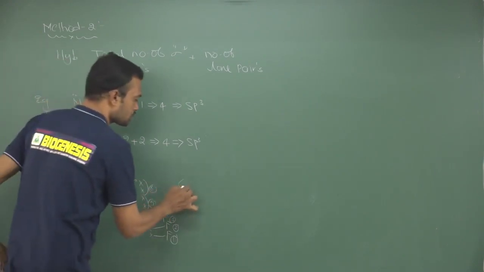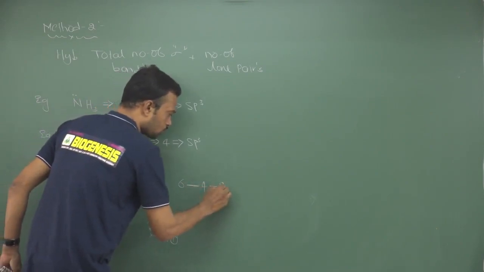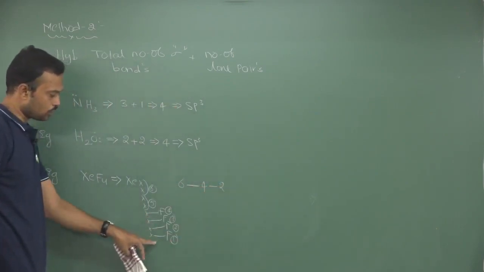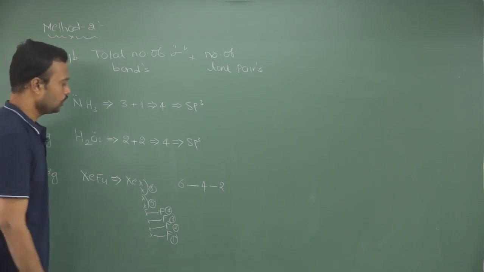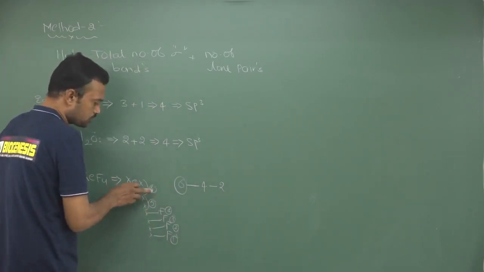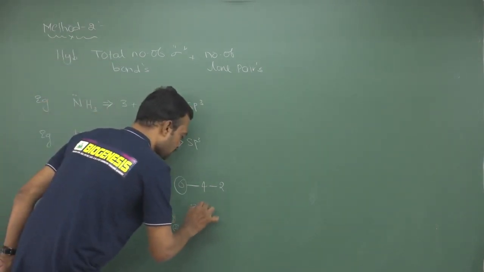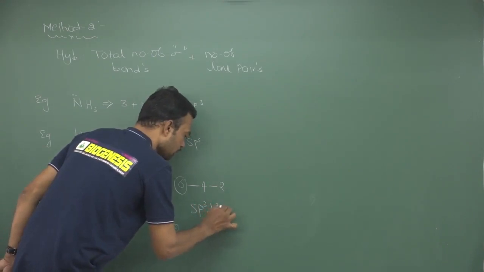Total number of pairs is 6. In this, 4 are bond pairs and the remaining 2 are lone pairs. Okay. So total number of pairs is 6, which indicates 2 lone pairs and 4 bond pairs are present, number is 6. So we can expect a hybridization of sp3d2.